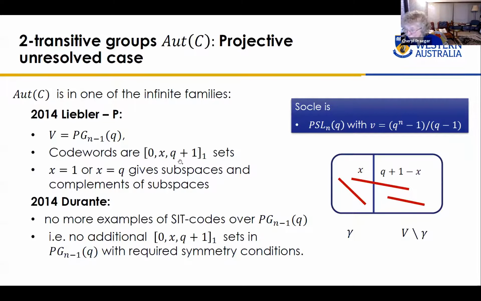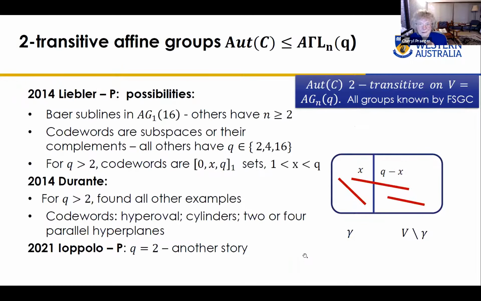We didn't even know this interpretation of them, but wonderful geometer Nico Durante got interested in this, and in this situation, he collected together a whole lot of information from various publications in the literature, and he showed that there were no more examples, no additional {0, x, q+1} sets of points with the required symmetry conditions. So we've told you all of the examples in this case. Cool. Let's go on to the next case.